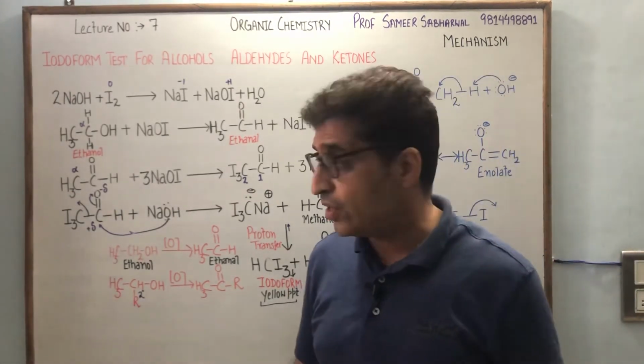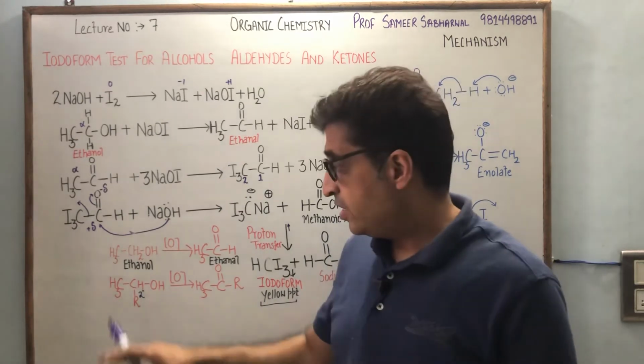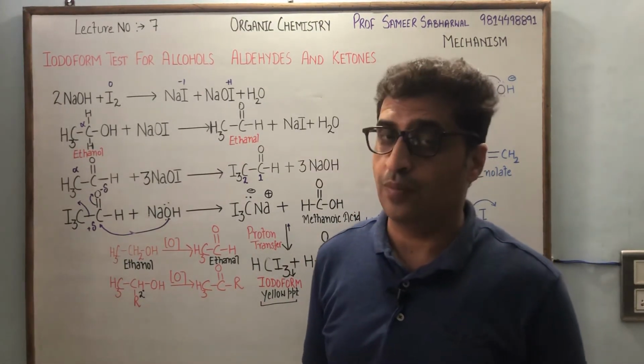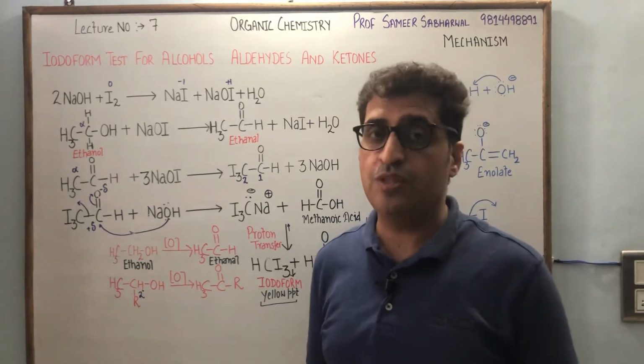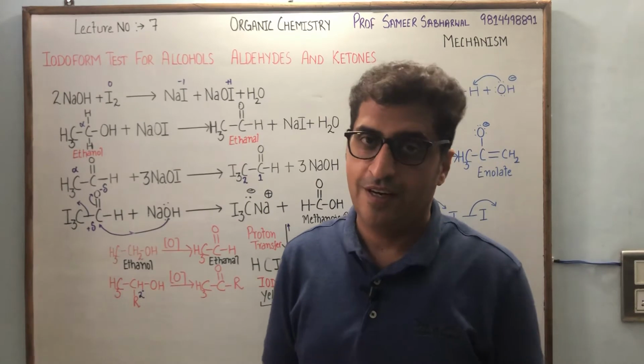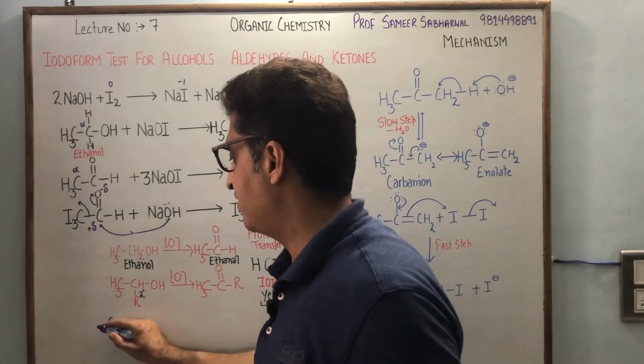So whenever you take ethanol with a CH3CHR OH group or a CH3C double bond O R group, you can distinguish these molecules from other molecules on the basis of the iodoform test.